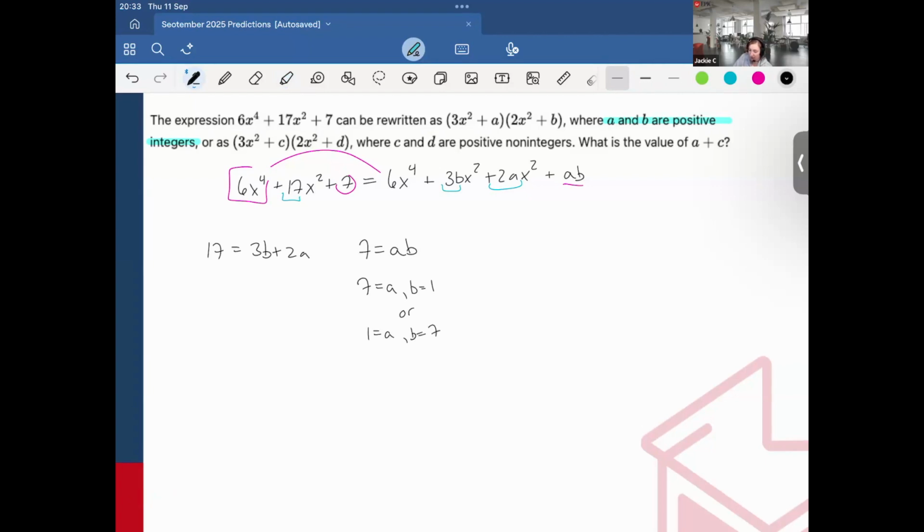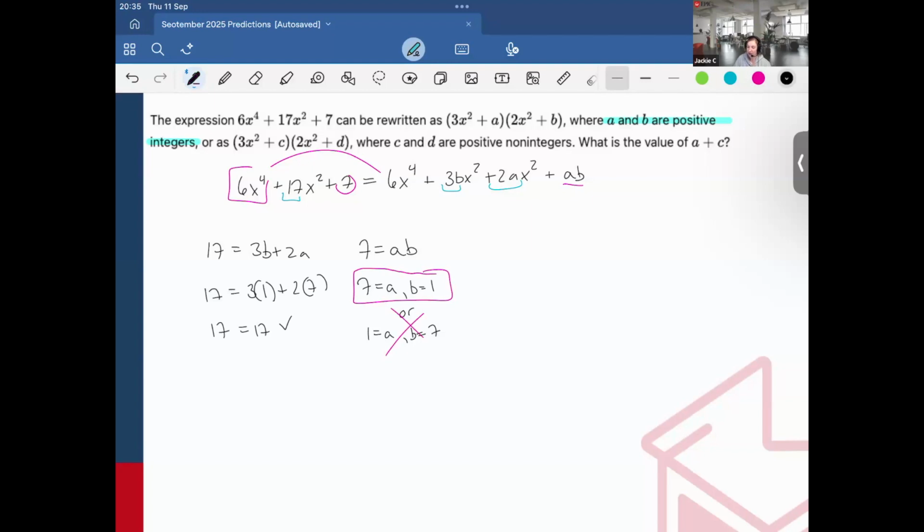So then to see, I'd be like, all right, well, which one is going to be true when it's going to be equal to 17? So if we do 3 times 7 for b, that would be 21. And then 2 times a, that would be too large. So it must be 17 equals 3 times 1 plus 2 times 7. And that's true. 17 equals 17. So then I know for sure that my winner is that 7 is equal to a, and this one is not true.